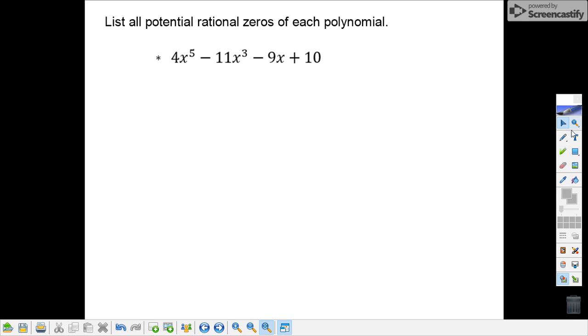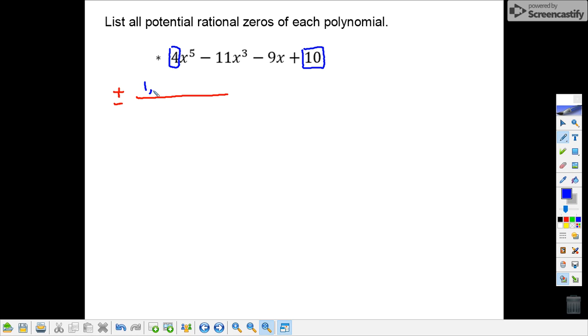So we are going to go through and find all potential rational zeros. The way you do that is you find your positive and negative factors of the constant divided by the factors of the leading coefficient. Okay. So we're going to take our factors of our constant, our 10.